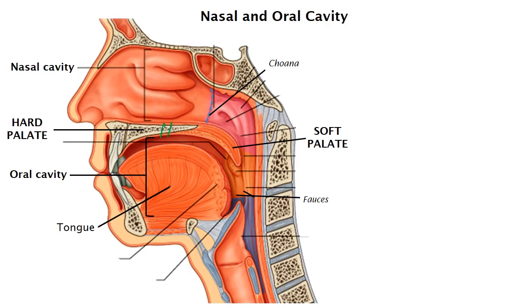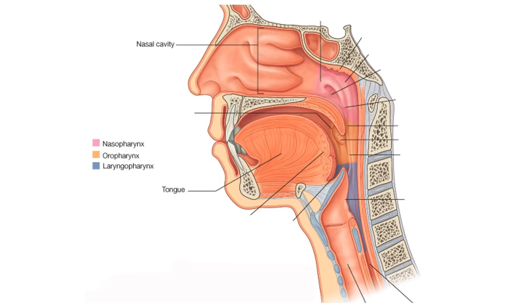The hard palate and the soft palate separate the nasal cavity from the oral cavity. The nasal cavity again transitions into the nasopharynx via the openings called the choanae, and the narrowing of the back of the oral cavity by way of the fauces, these two faucial pillars, transitions the oral cavity into the oropharynx. So it's important to understand how all these areas communicate with one another.